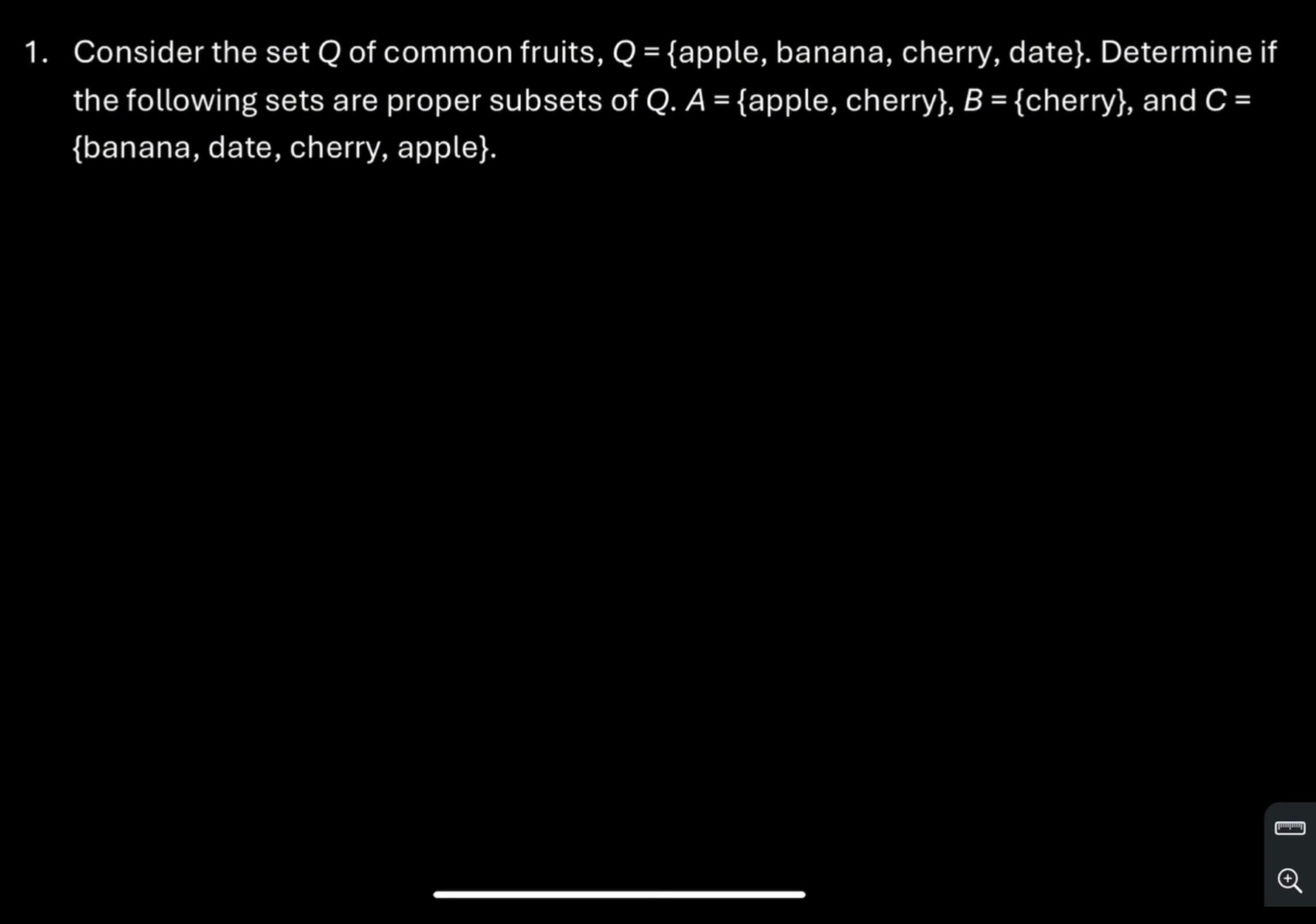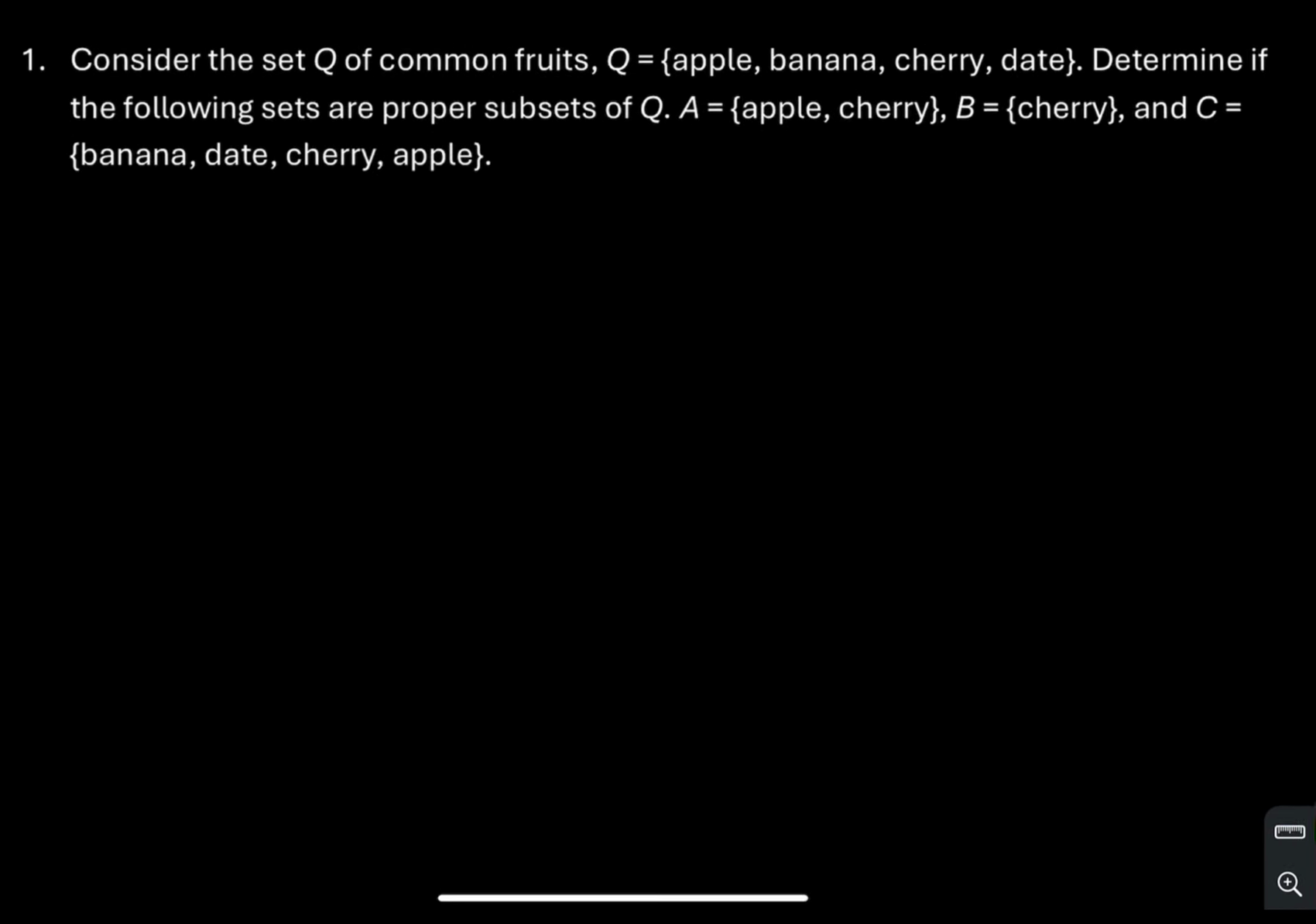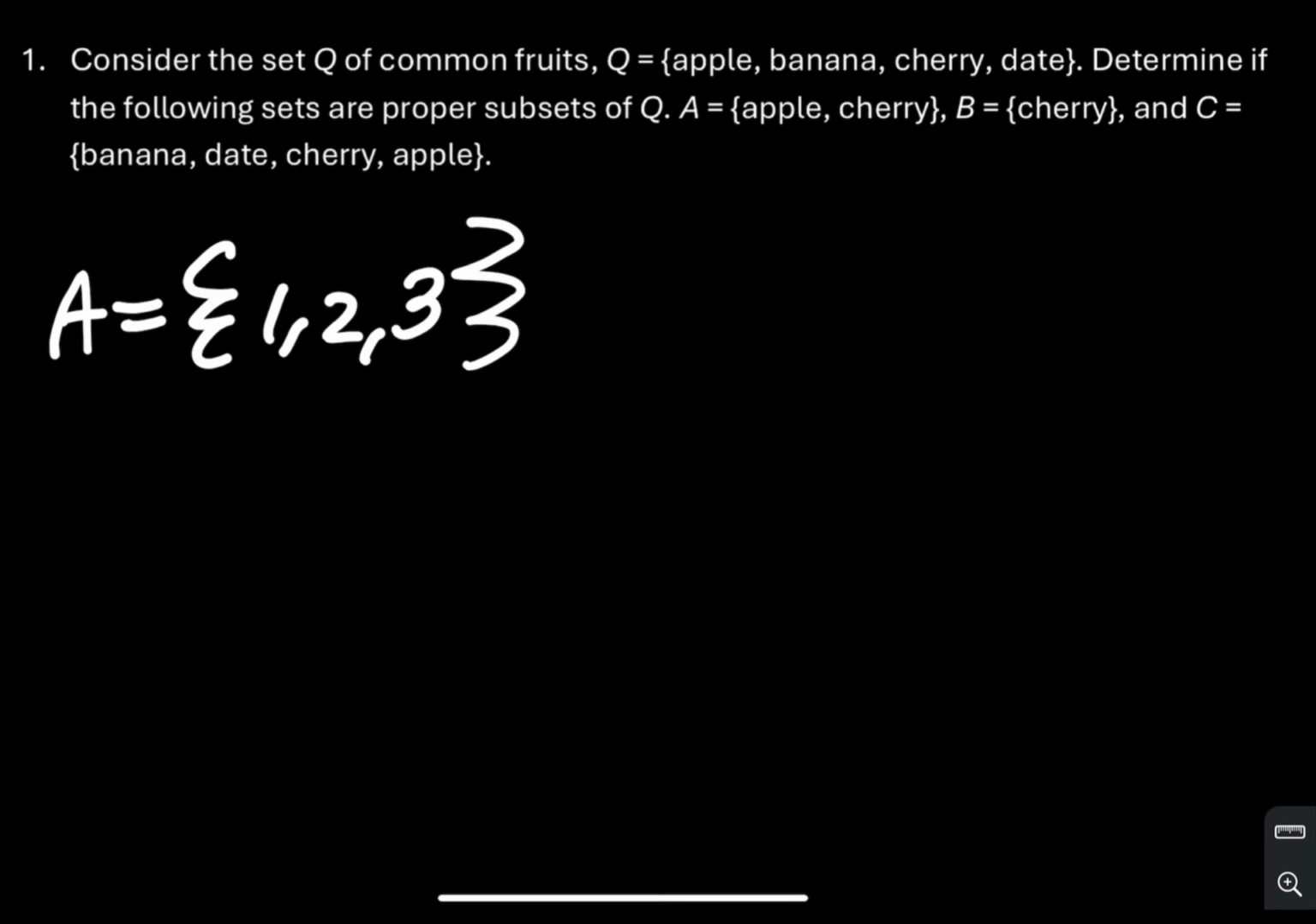So we have set A containing the elements apples and cherries, set B containing just cherries, and set C containing bananas, dates, cherries, and apples. So a subset is going to be a set that only has elements from an original set, from the set it's referring to. So, for example, a subset of set A, which I'll say set A has the elements 1, 2, and 3. A subset has to only have elements from this set. It can't have random numbers like 4, 5, 6. That's not in the set.